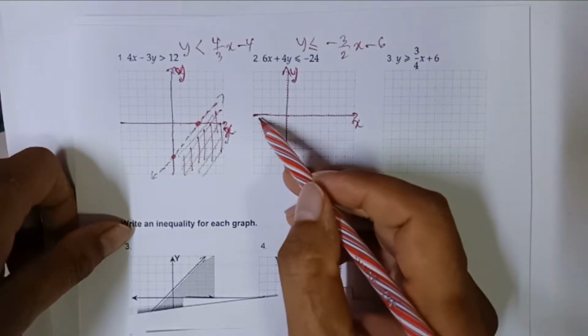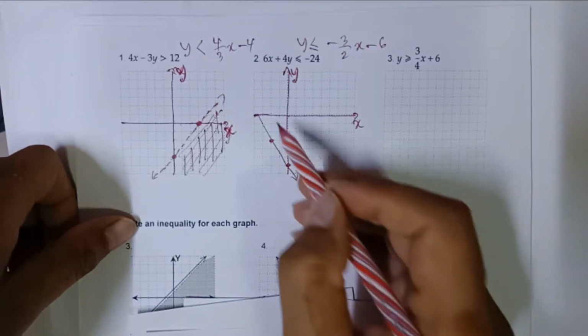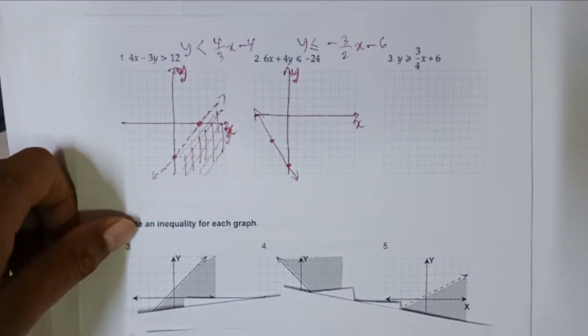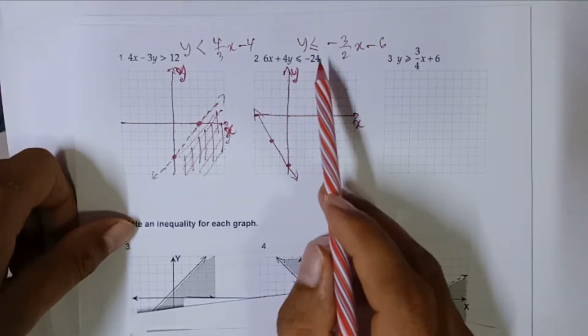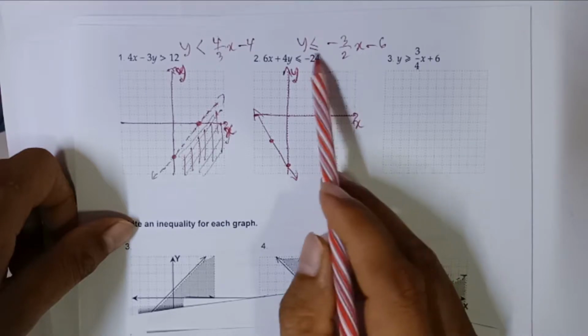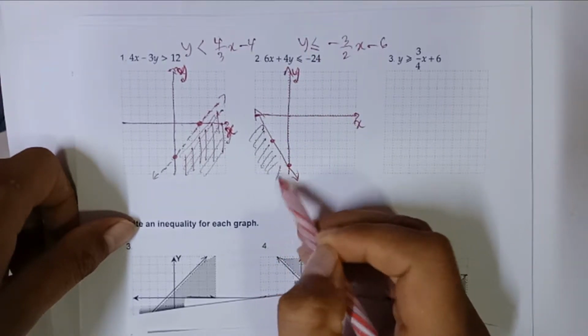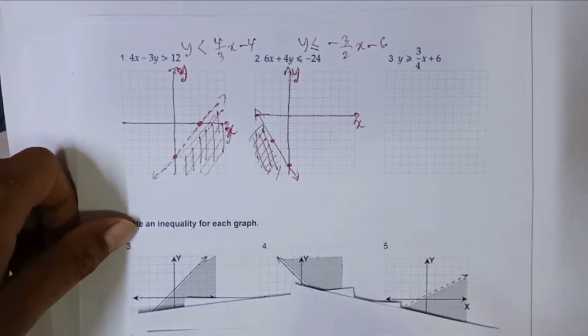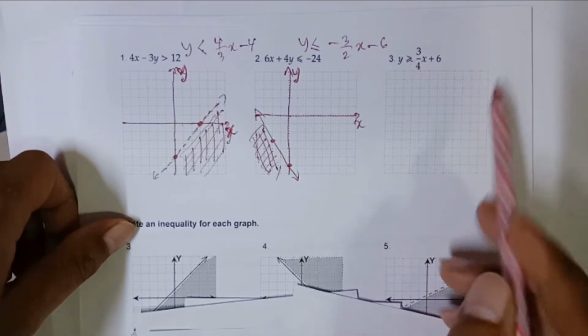Now this is a solid line. I roughly draw this. Once you have this, now do the shading. This is again lesser than or equal to, so lesser is below the line. As simple as that. Lesser below the line, greater above the line.